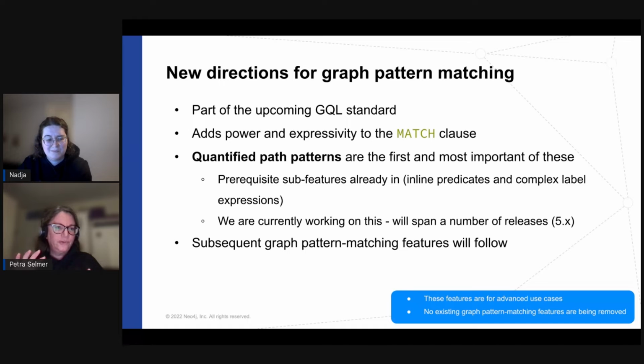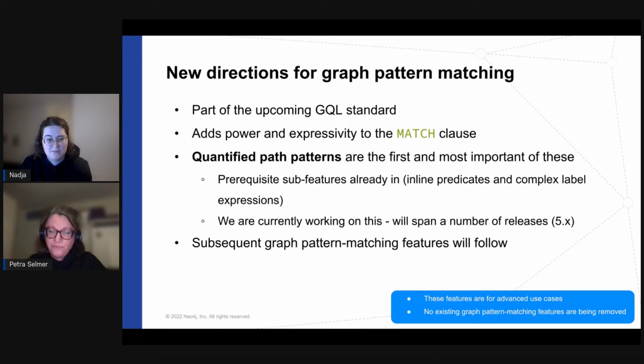And just to let you know, once quantified path patterns have been released, we shall then also be looking at other graph pattern matching features, such as being able to express the shortest path of quantified path patterns, something called alternation of path patterns, and other goodies like that.